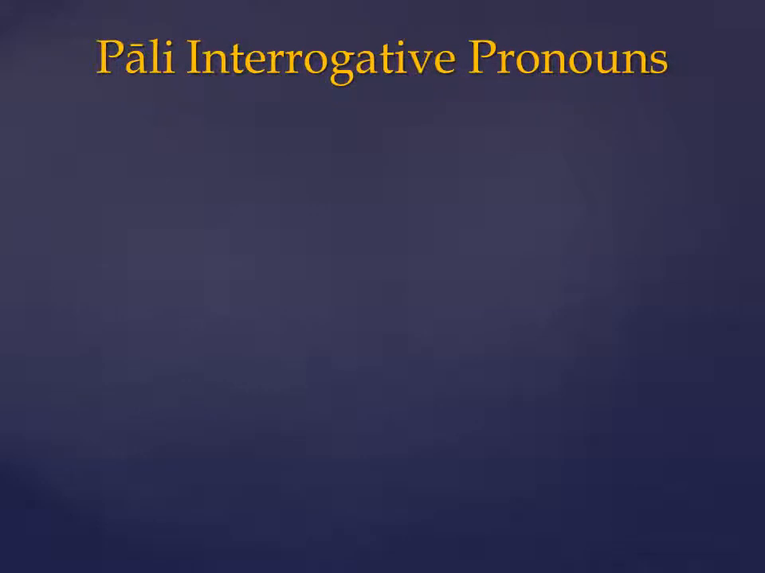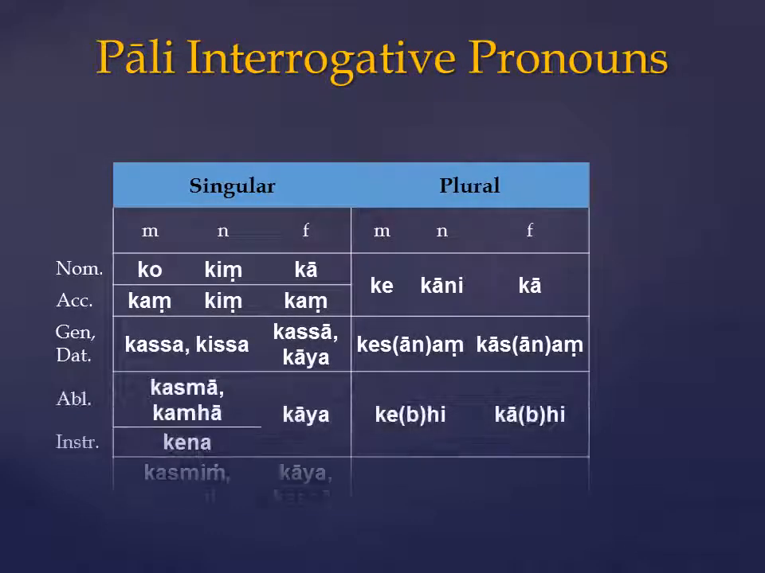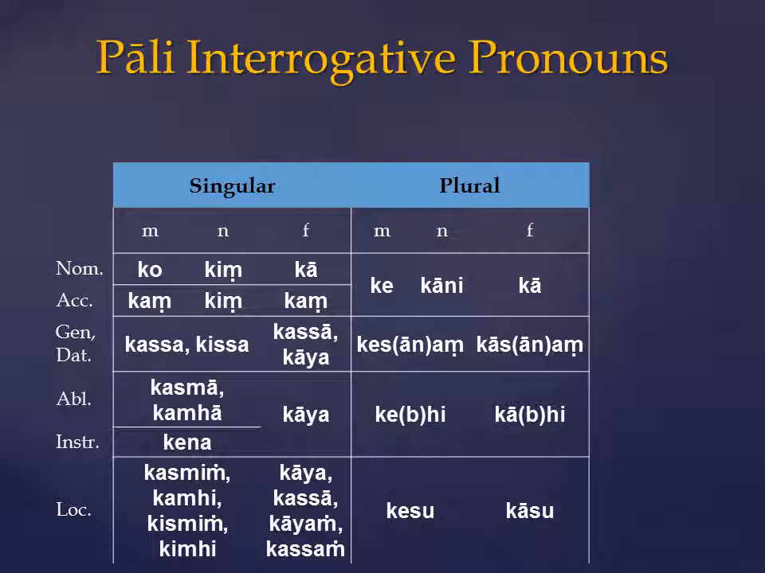First, interrogative pronouns. In Pali, these are formed on the stem ka, which declines in all three genders, as listed in the table here. A few examples will help us make sense of how they're used. So let's look at some simple sentences in the singular.